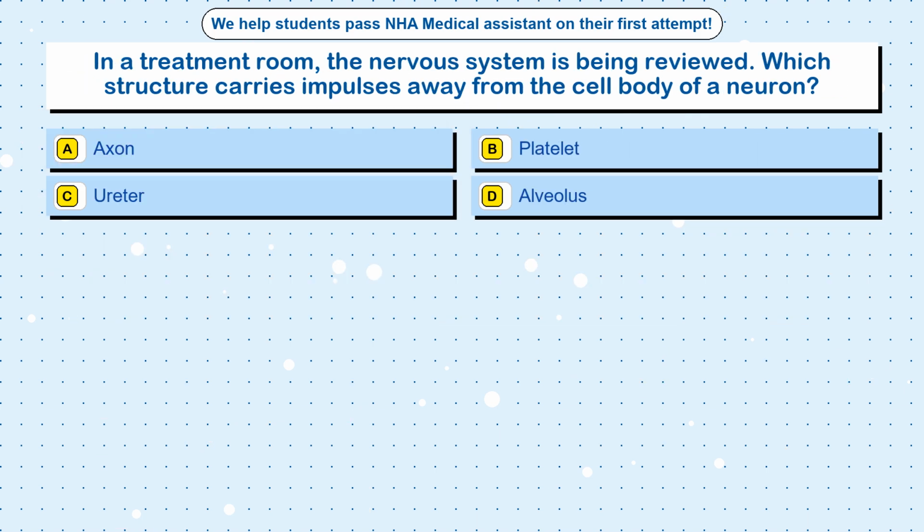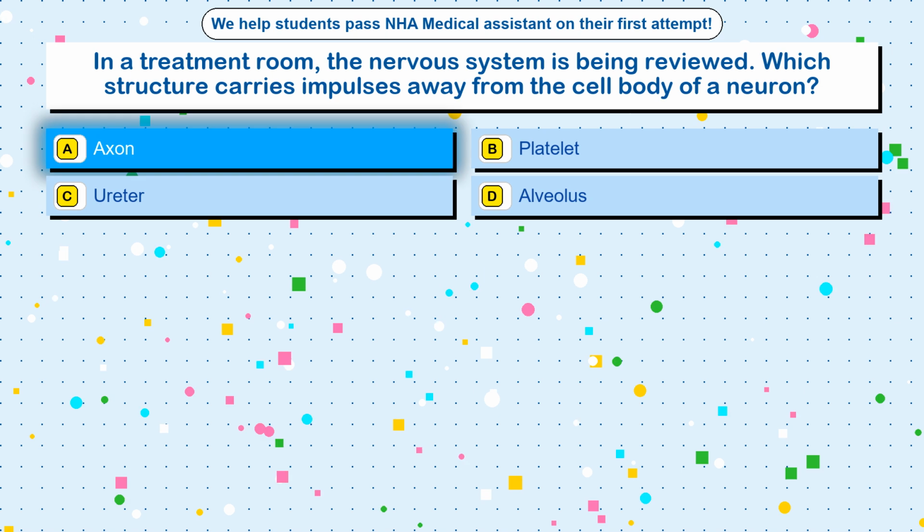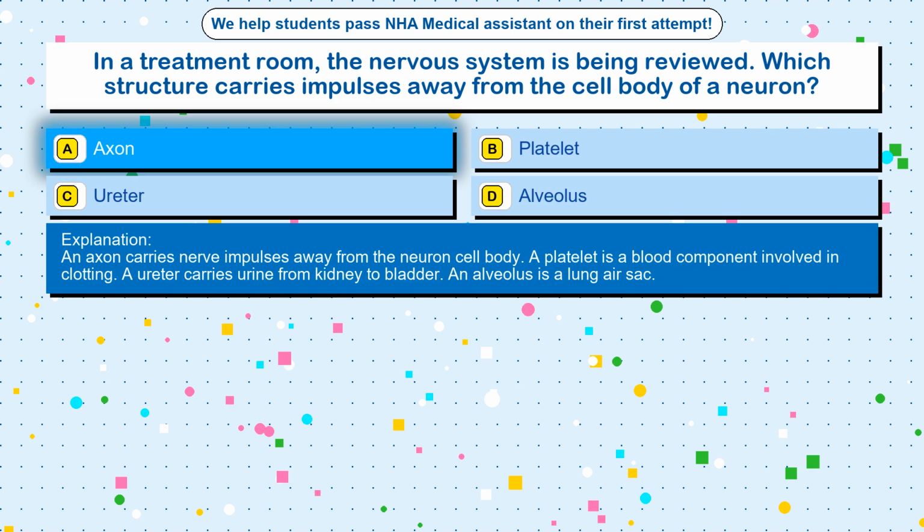Question 62. In a treatment room, the nervous system is being reviewed. Which structure carries impulses away from the cell body of a neuron? Option A. Axon. Option B. Platelet. Option C. Ureter. Option D. Alveolus. The correct answer is option A. Axon. An axon carries nerve impulses away from the neuron cell body. A platelet is a blood component involved in clotting. A ureter carries urine from kidney to bladder. An alveolus is a lung air sac.